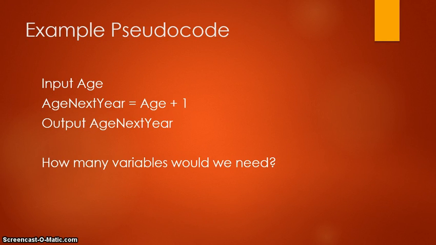Here is some more example pseudocode for working out how old somebody will be the following year. So you might enter 16. Your age next year will be 16 plus 1, so this time next year you will be 17. How many variables do we need?